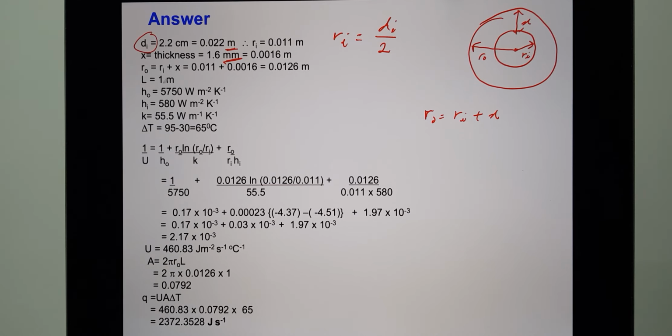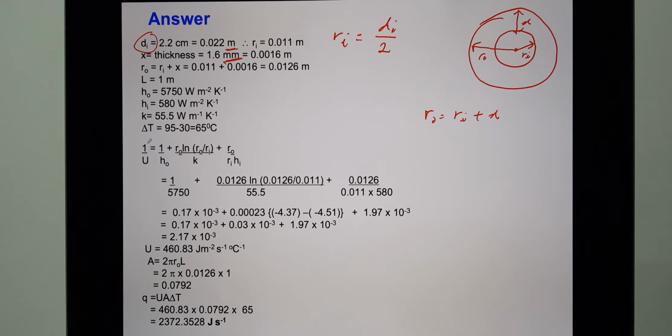The length has been given, 1 meter. H naught is 5750. Hi is 580 watt per meter square Kelvin. K is 55.5 watt per meter Kelvin, and delta T is 95 minus 30. This is already given in the problem statement, so you can simply calculate the temperature difference, and it is 65 degrees Celsius.